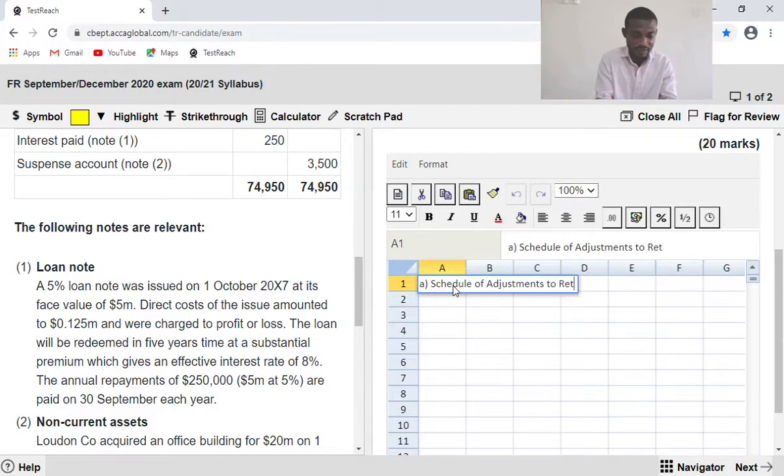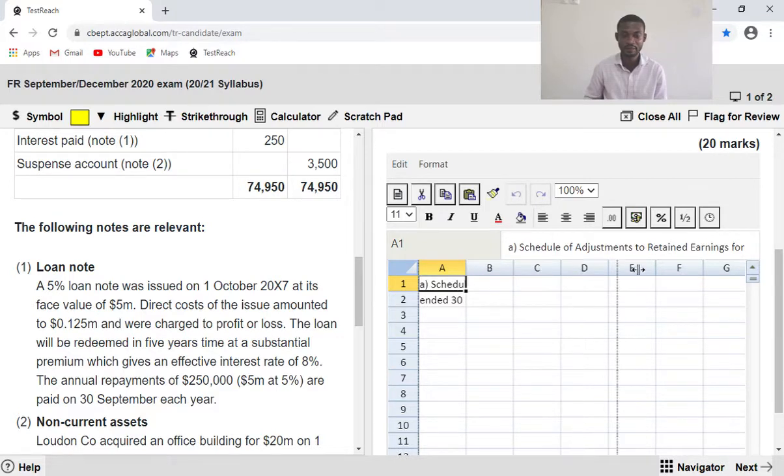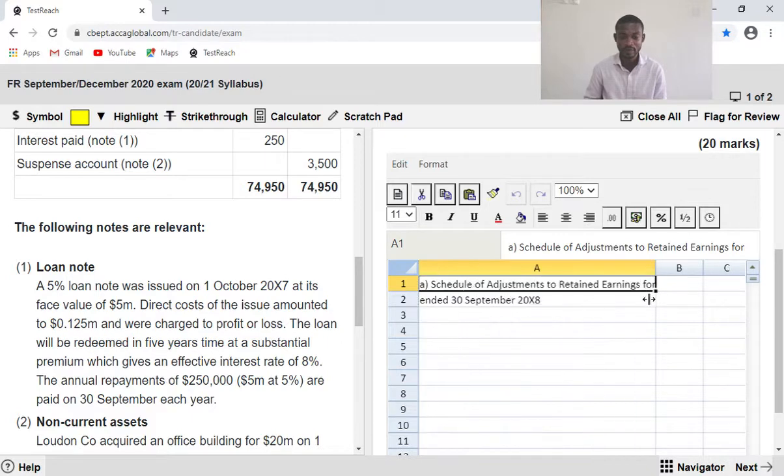to retained earnings for the year ended 30th September 20X8. So I can just drop it down, it's not a problem. What I want to do is reveal fully what I've typed, so I'm in cell A. Please watch. Yes, let me drag forward again. Yeah, it's showing now.